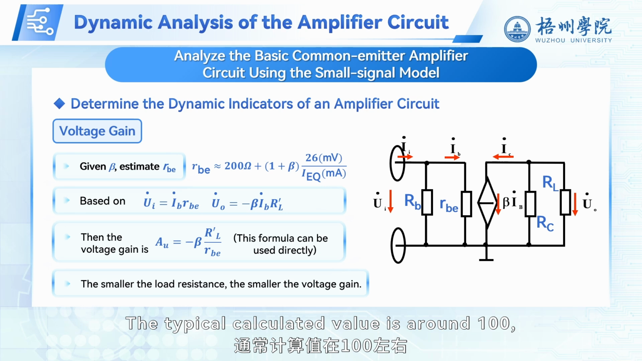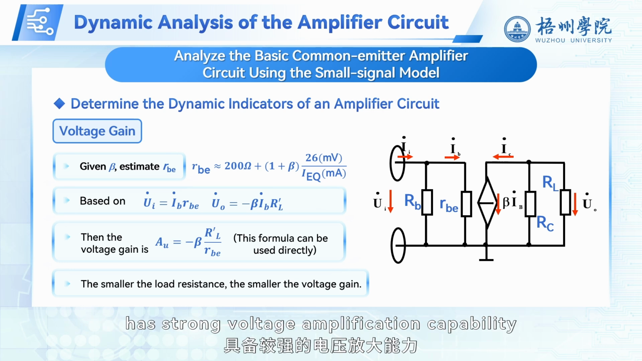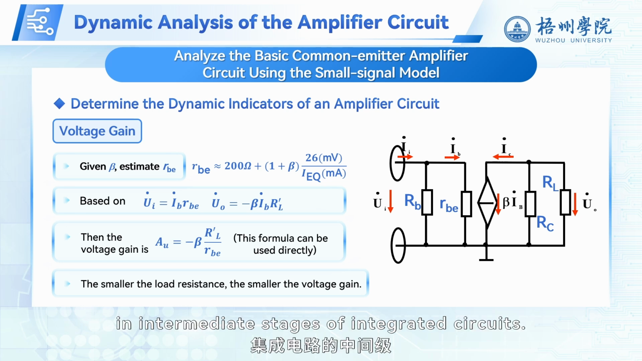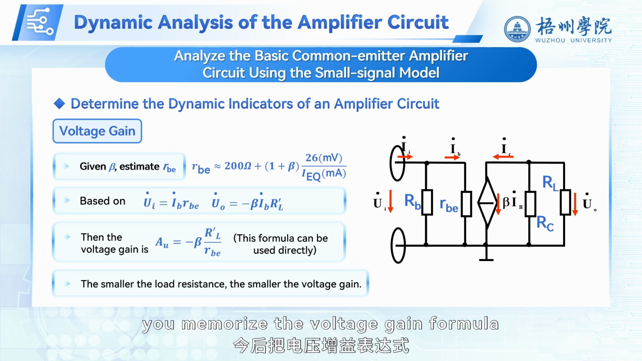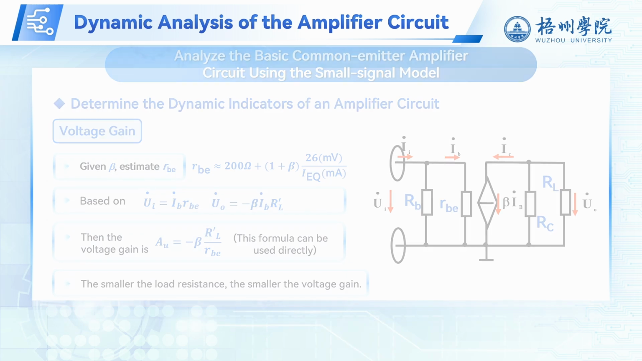The typical calculated value is around 100, indicating that the common emitter configuration has strong voltage amplification capability and is commonly used in intermediate stages of integrated circuits. Here, it is recommended that you memorize the voltage gain formula for direct application in the future.